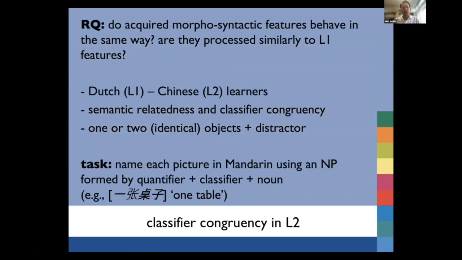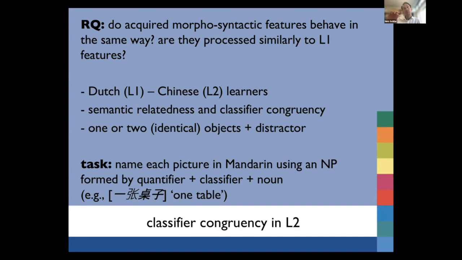So now the next research question that we had was whether acquired morphosyntactic features would behave in the same way, and whether they are processed similarly to the L1 syntactic features. So what we did was we took a group of Dutch Chinese learners, so Dutch native language speakers that learned Chinese here in the Netherlands. We did an experiment testing exactly the same conditions, semantic relatedness condition and a classifier congruency condition. And it was basically very similar to the experiment that I just showed you, with the exception that it was done in the L2.